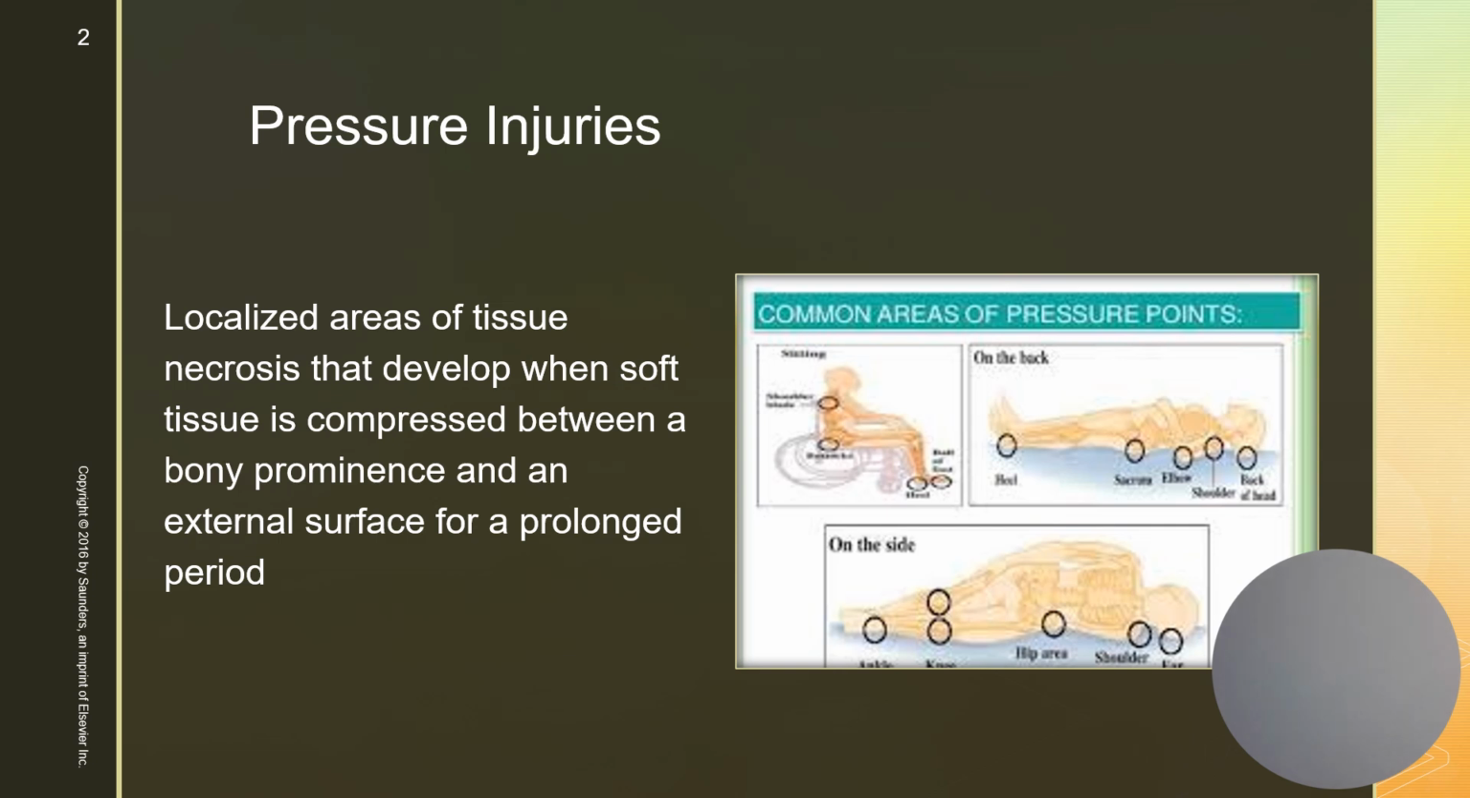These are going to be localized areas of tissue necrosis that develop when soft tissue is compressed between a bony prominence and an external surface for a prolonged period. Now, if you look at this slide, it's going to show you some of the common pressure points that we have to monitor in our clients, especially those that are going to be at high risk for pressure injuries.